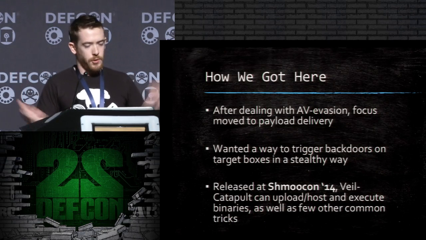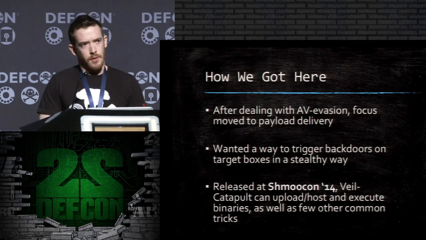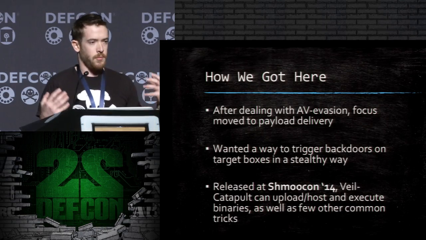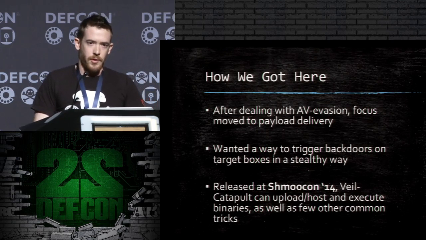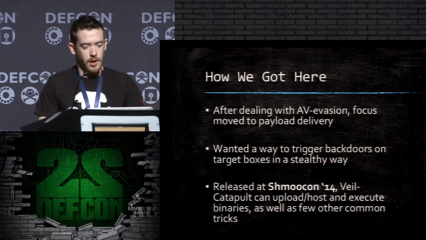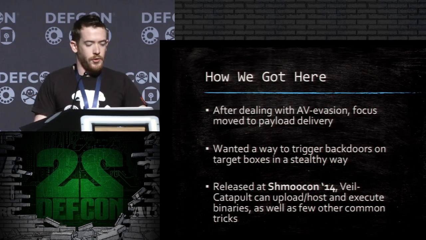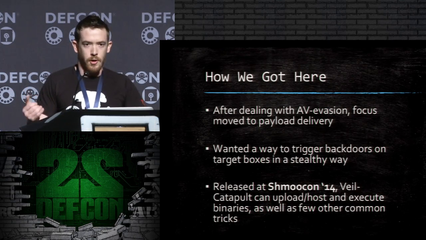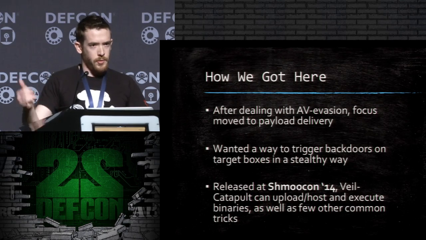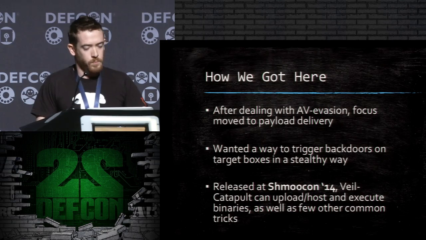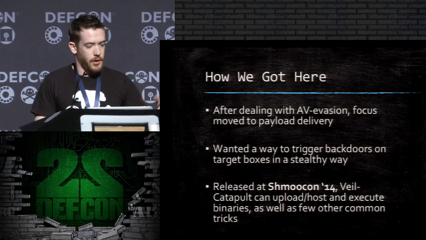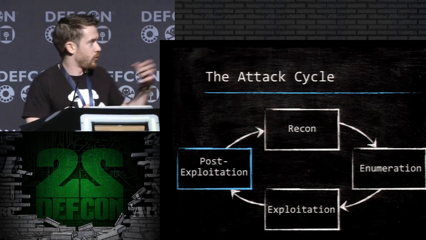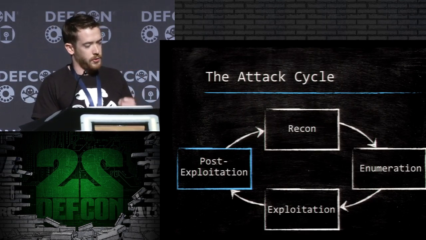So that's how Pillage came about. After dealing with AV Evasion, our focus started to move towards payload delivery. Now that we have our backdoor, how do we get it on our target machines in an internal engagement and trigger them? So also released at ShmooCon was a small tool called Veil Catapult, which tied in with Veil Evasion and can upload and trigger executables or throw up a little temporary SMB server and do a UNC path back, and I'll go into some more detail with that. And add a few other common tricks like everyone's favorite sticky keys backdoor and RDP stuff and all that.